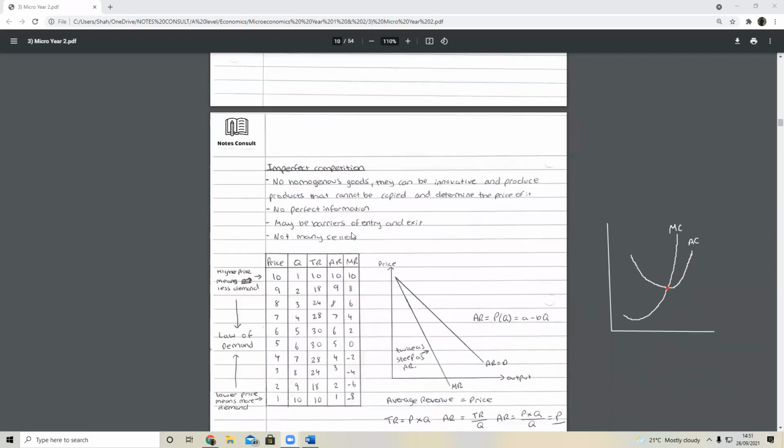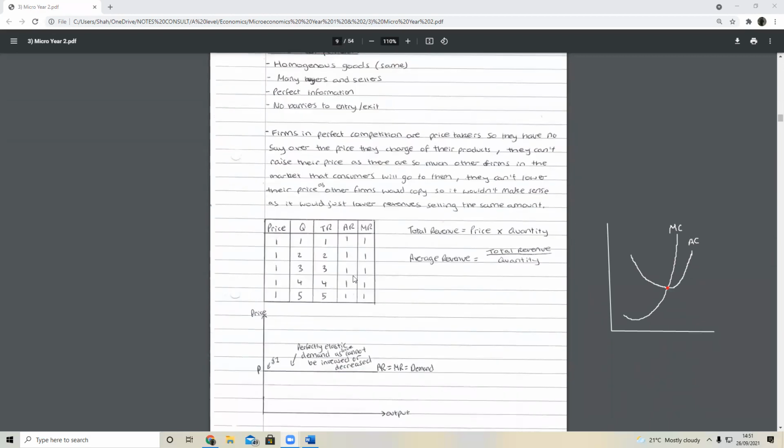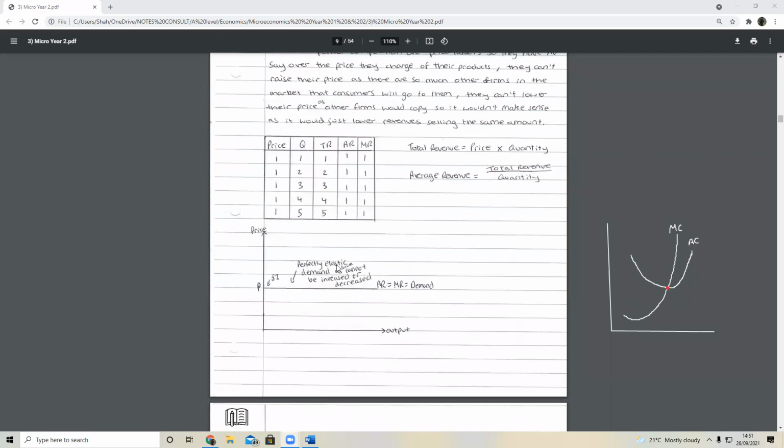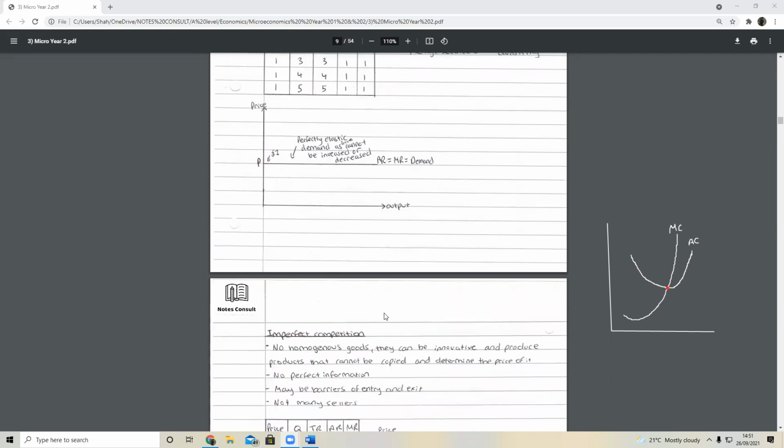Okay, so now we have imperfect competition. What we just looked at here was our revenue curves, basically. We're going to add this curve to this cost curve on the right. So already, these are the 2 cost curves that we need to know. Now we're going to have to add this revenue curve later, and then we get a complete diagram.